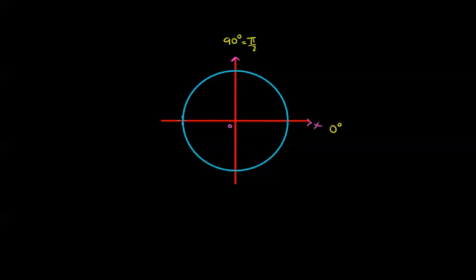And then this point would be 180 straight across this way, 180, or pi, that's just 180 is pi in radians. And then this would be 270 degrees, or that would be 3 pi over 2, and then back to 0 degrees, or 360, which is 2 pi radians, right?